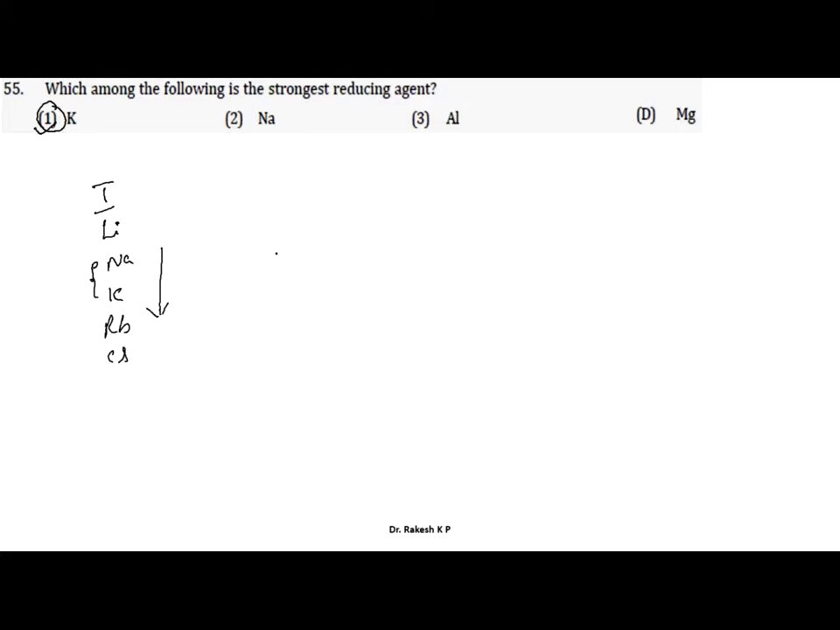Okay, next one: the number of possible isomers of the complex. Now we have to identify the number of possible isomers. They did not mention optical or geometrical; the general thing is the total number of possible isomers. So let me take the particular complex here. The coordination number is 6.